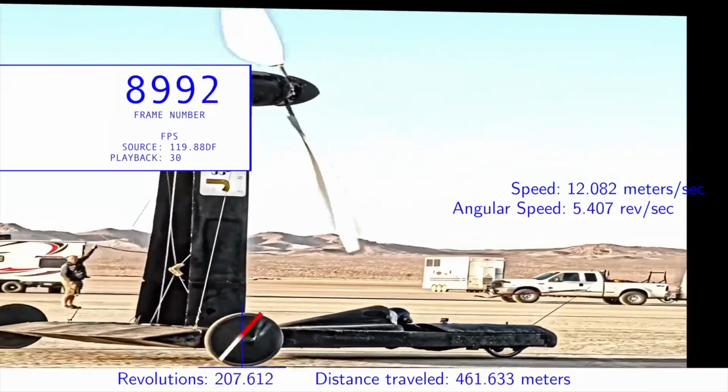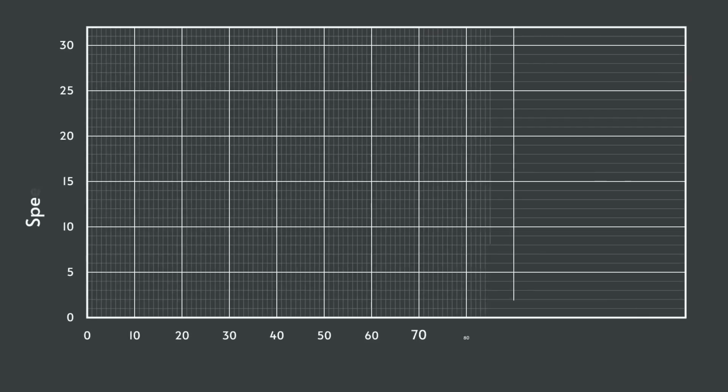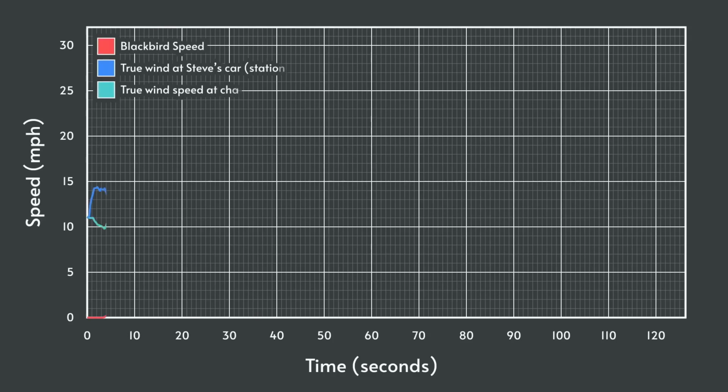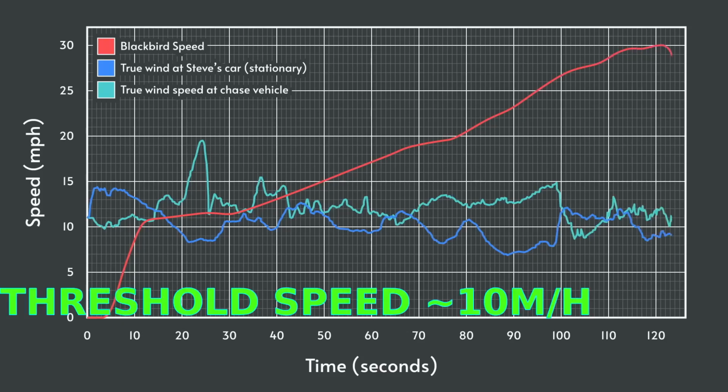But if that's not enough for you, when Blackbird achieved its record speed of 27.7 miles per hour in a 10 mile per hour tailwind, it was still accelerating. And we know this because there were multiple GPS units in the car and wind speeds which were measured at the height of the propeller at multiple locations. The highlighted section shows the 10-second measurement period over which the record was set.